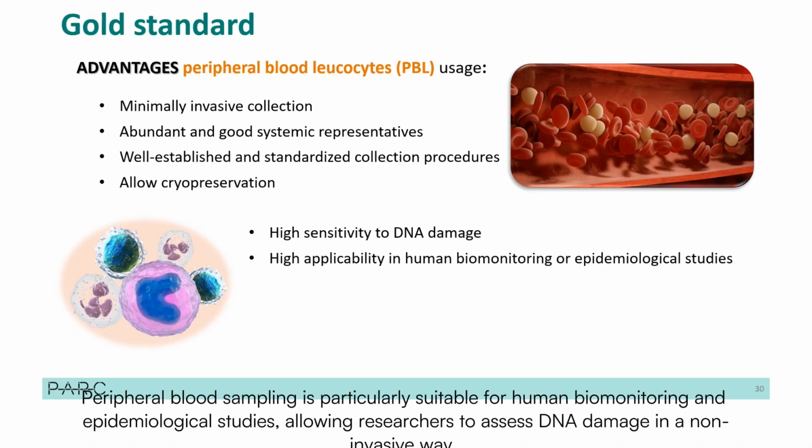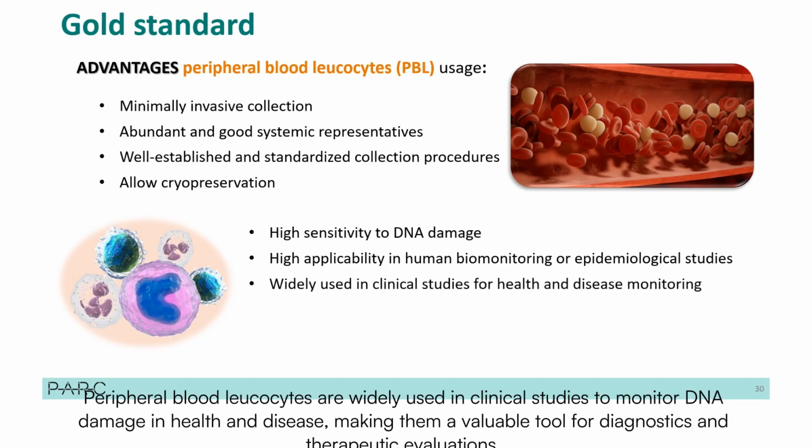Peripheral blood sampling is particularly suitable for human biomonitoring and epidemiological studies, allowing researchers to assess DNA damage in a non-invasive way. Peripheral blood leukocytes are widely used in clinical studies to monitor DNA damage in health and disease, making them a valuable tool for diagnostic and therapeutic evaluations.